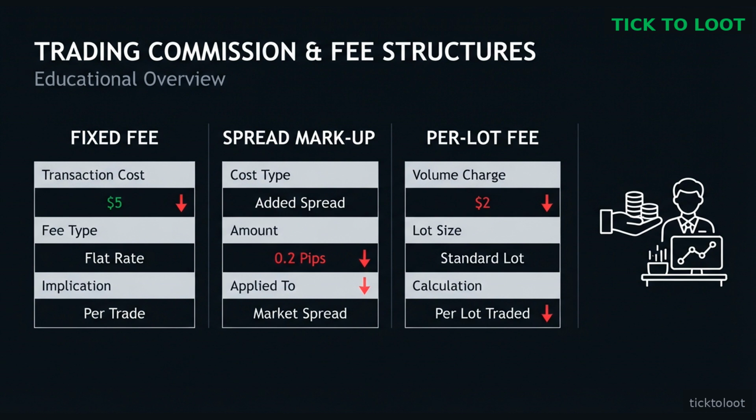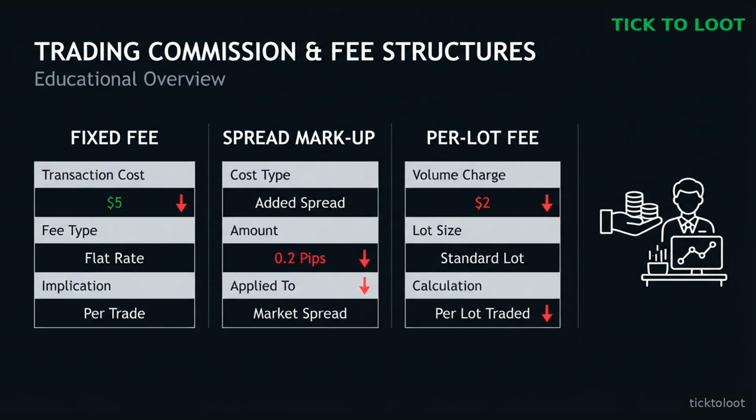The third model is a per lot fee, where the broker charges a set amount for each standard lot you trade, typically $2 to $4 per lot. If you buy one lot of euro to US dollar, you pay that fee once. If you buy 2 lots, you pay twice. This is like buying groceries where each bag costs an additional handling fee.